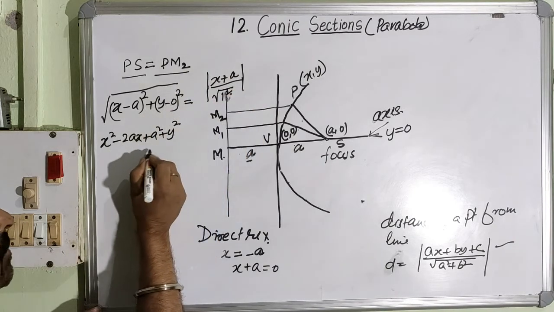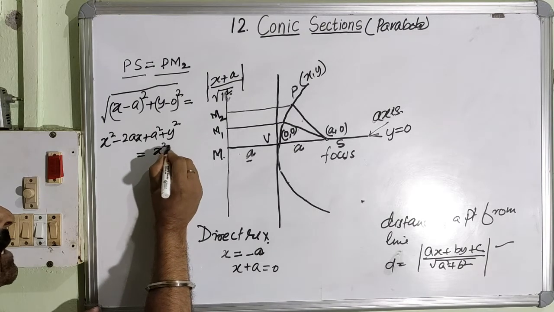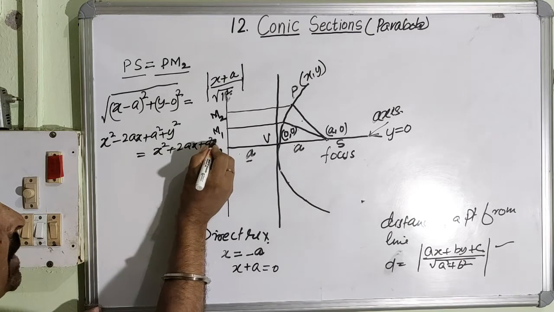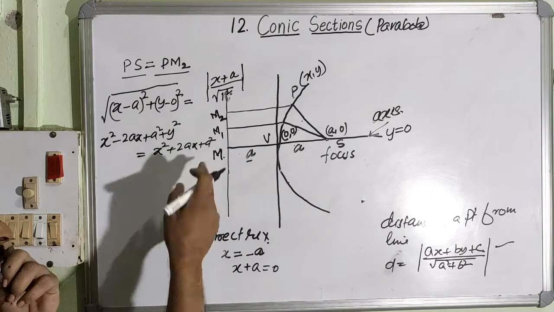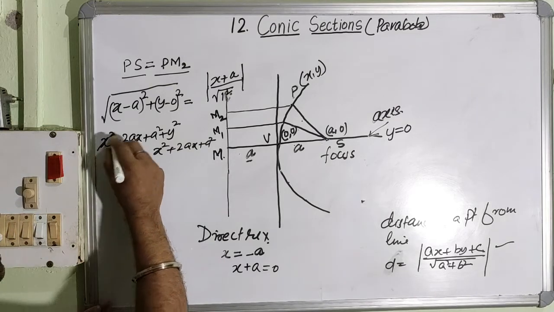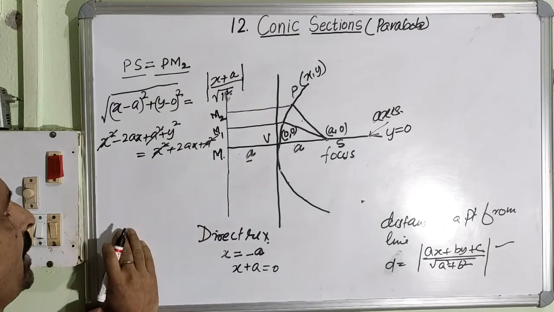On the right hand side, it will become equal to (x plus a) whole square. That means x square plus 2ax plus a square. Denominator will be 1, therefore we are not writing it. Now simplify this. This x square will be cancelled. Then a square and this a square will be cancelled.